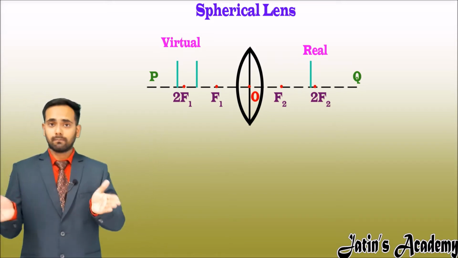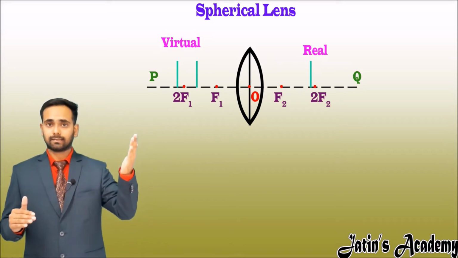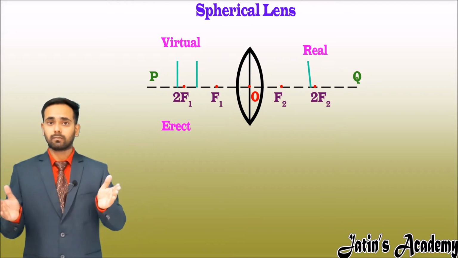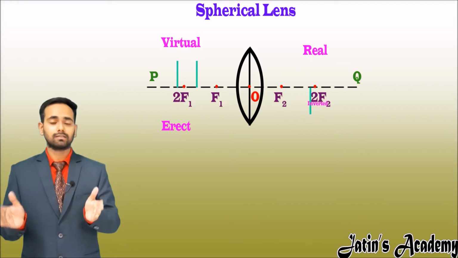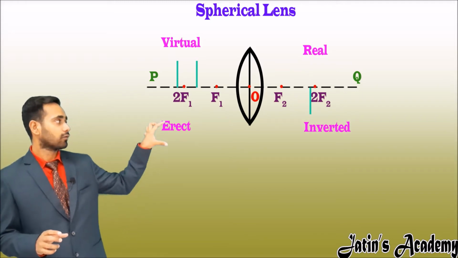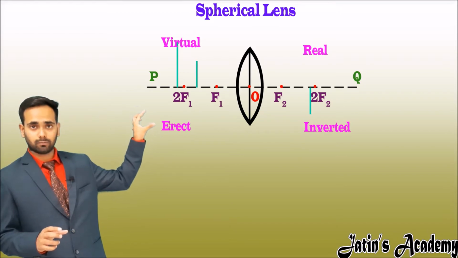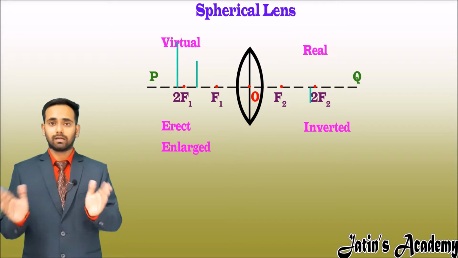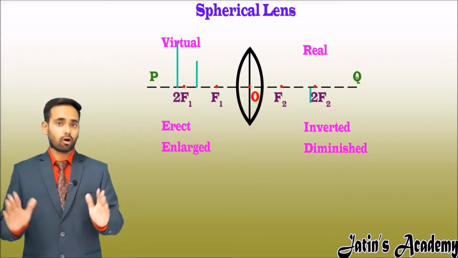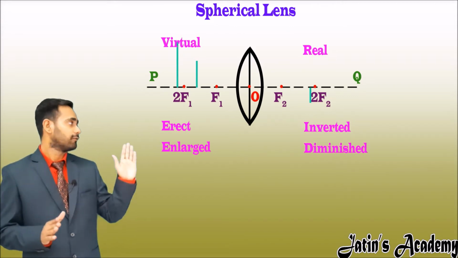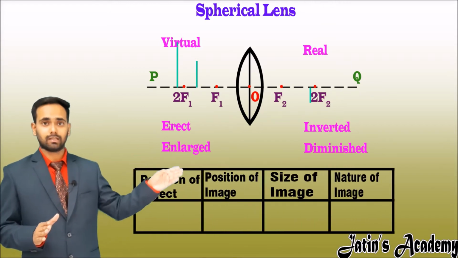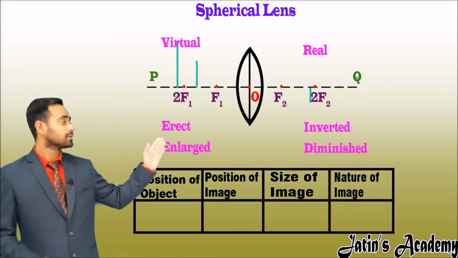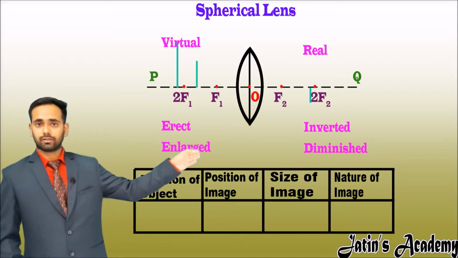If the image is formed above the principal axis, then we can say that the image is erect, and if it is formed below the principal axis, then image is inverted. If the height of the image is more than the height of the object, the image is enlarged, and if height is smaller, then image is diminished. So in order to make the ray diagram, we have to make the box like this, in which we write the position of the object, the position of the image, size of the image, and nature of image.